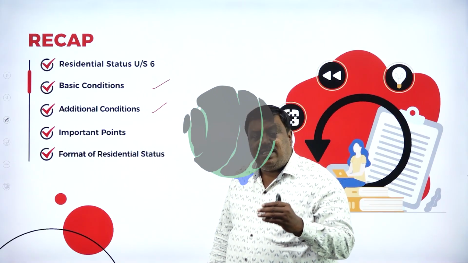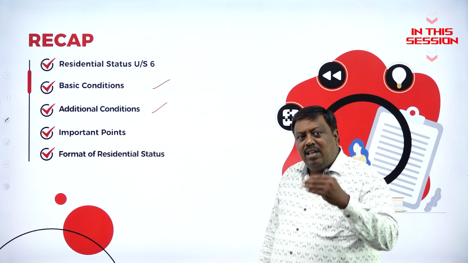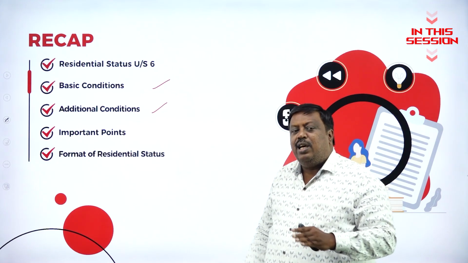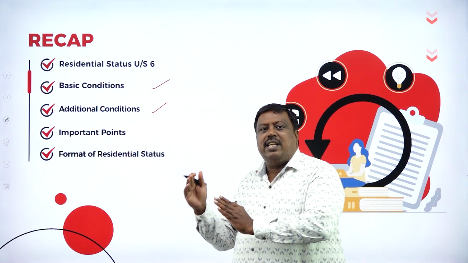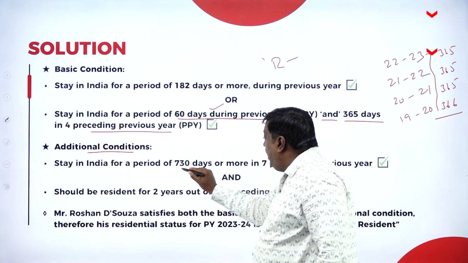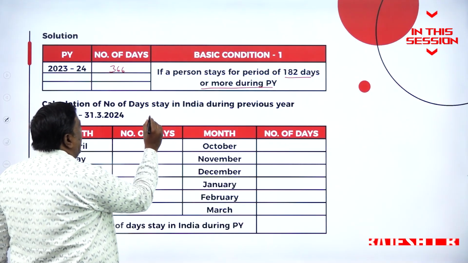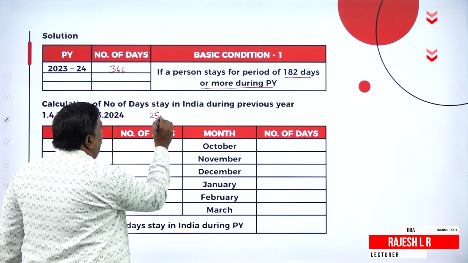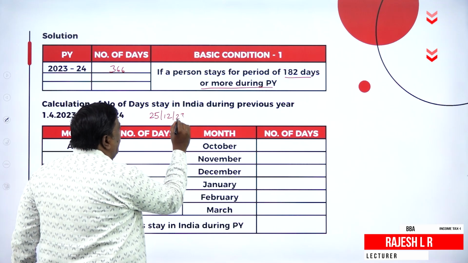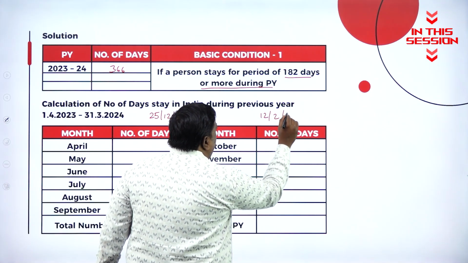If he satisfies any one basic condition and any one additional condition, then he is called resident, not ordinarily resident for the tax purpose. Stay in India for a period of 730 days during the 7 preceding previous years. So when I'm leaving India on 25th December 2023, when I return back 12th February 2024.